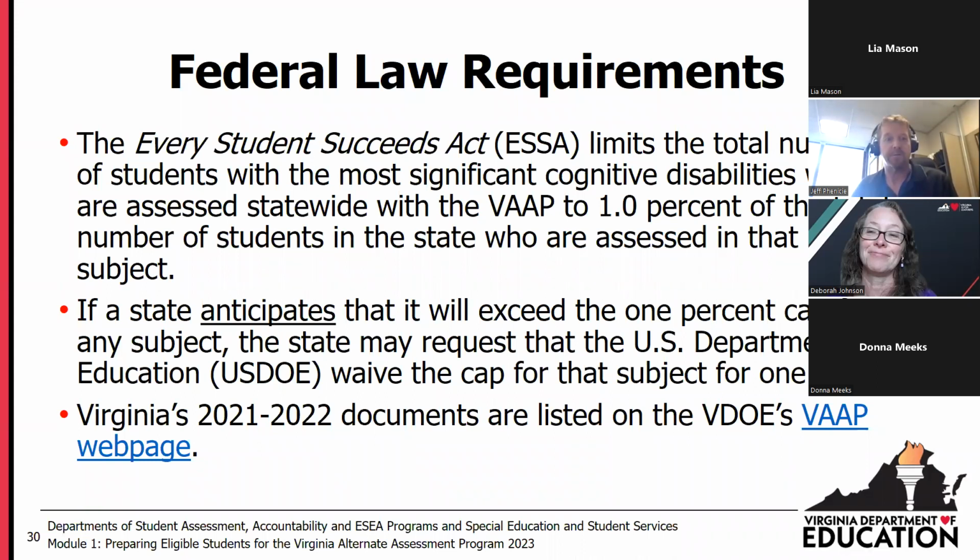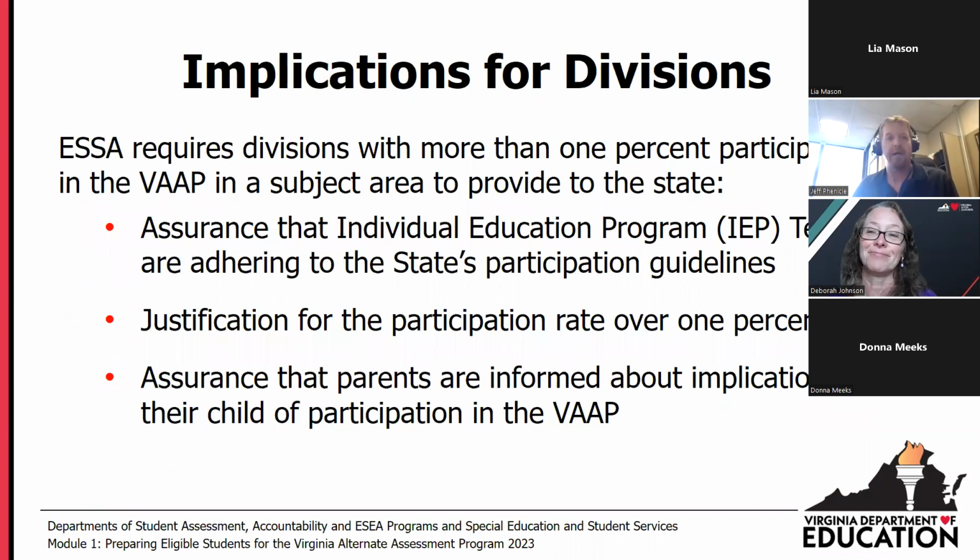So let's take a look at those implications. ESSA further stipulates divisions with more than 1% participation in the VAAP in a subject area must provide to the state assurances that the IEP team adhered to the state's participation guidelines, including that the students participating in the VAAP have been instructed in the VSOLs. We also need justification for the participation rate over 1%. So that'd be a written statement. And finally, assurances that the parents are informed about the consequences for their child's participation in the VAAP.